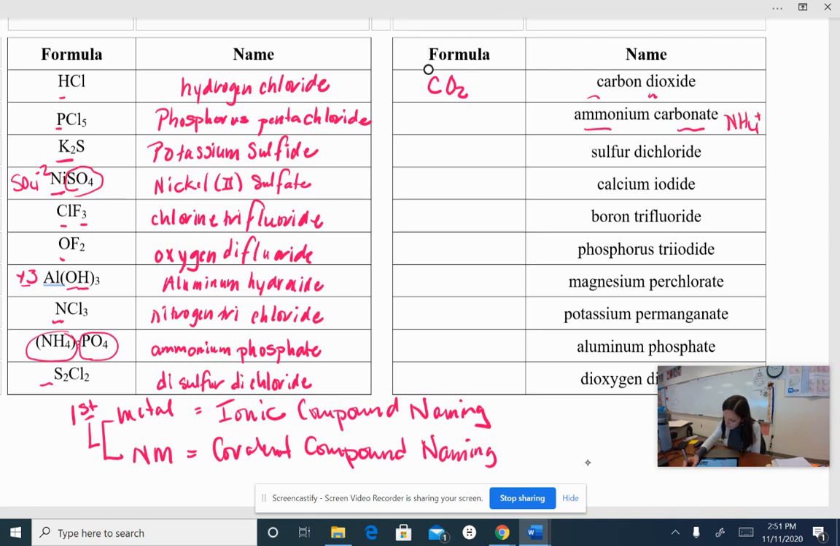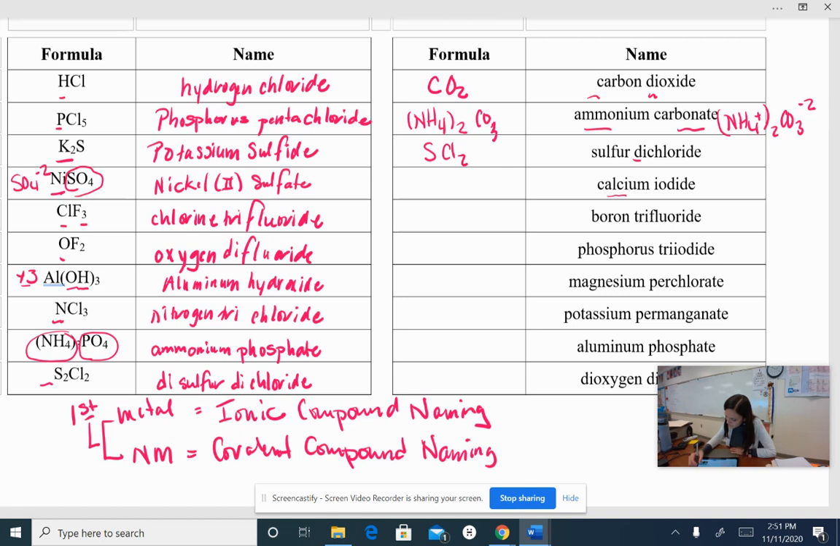NH4 plus and CO3 -2. Now remember, we have to balance the charges. So if I have a +1 and a -2, that means I'm going to need 2 of these. So I'm going to need to put my parentheses around the ammonium and give myself 2 of those to balance out the -2 charge on the carbonate. Okay, ammonium carbonate. Sulfur, I don't have a prefix, dichloride, so 2 chlorines.